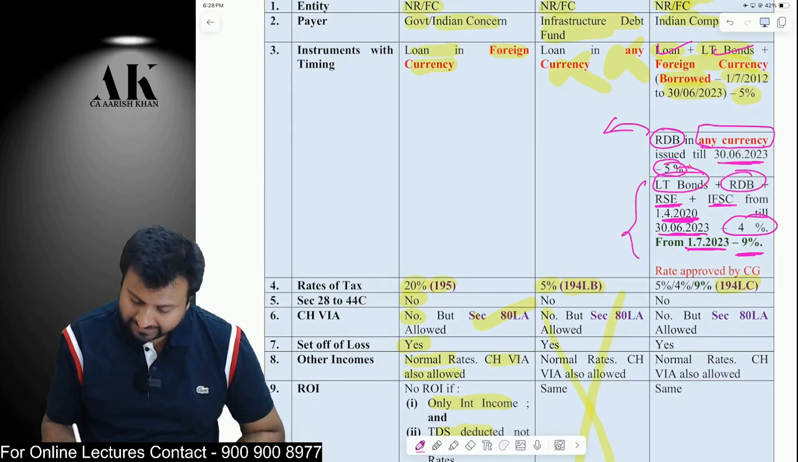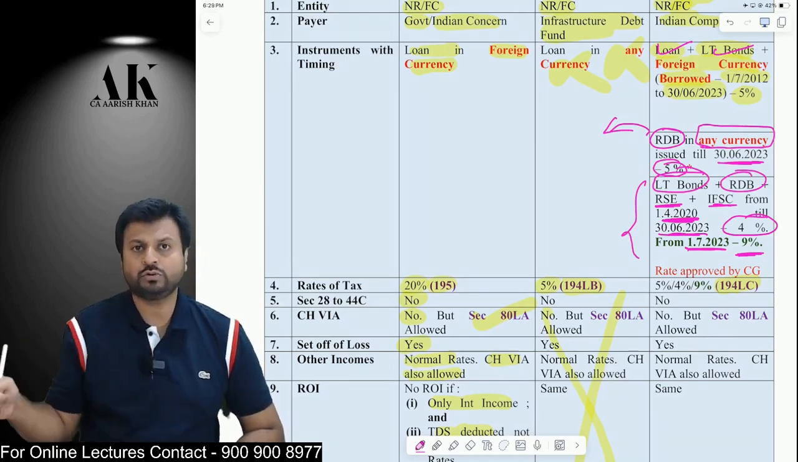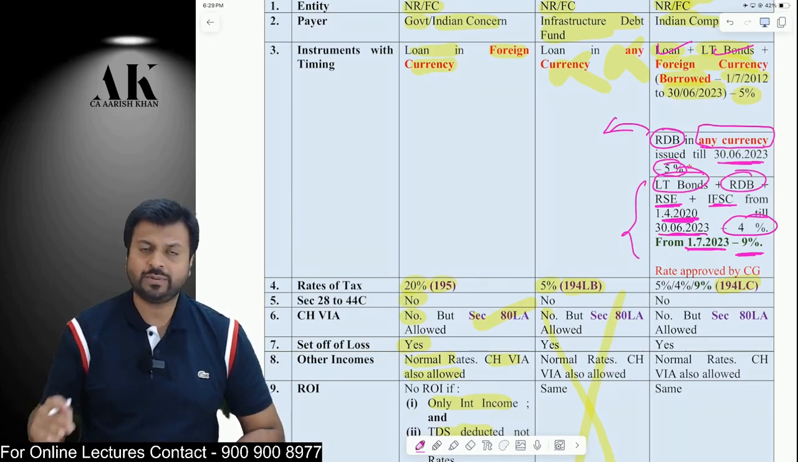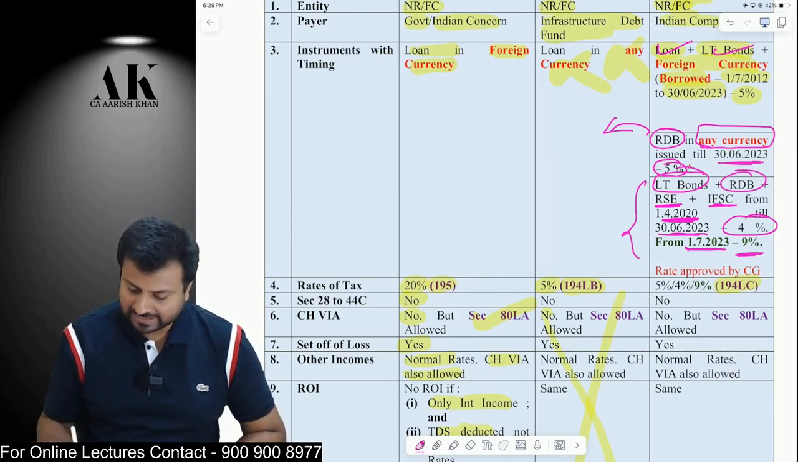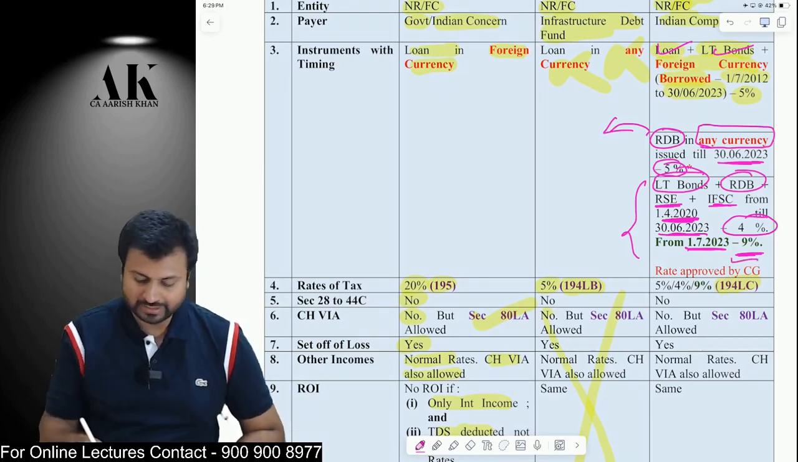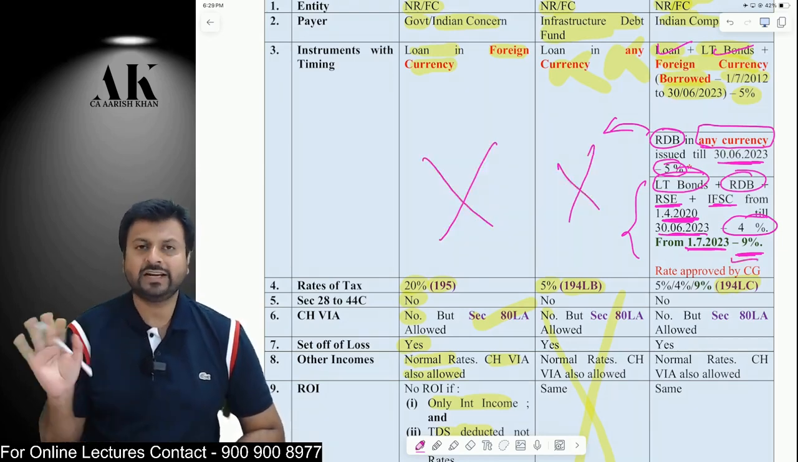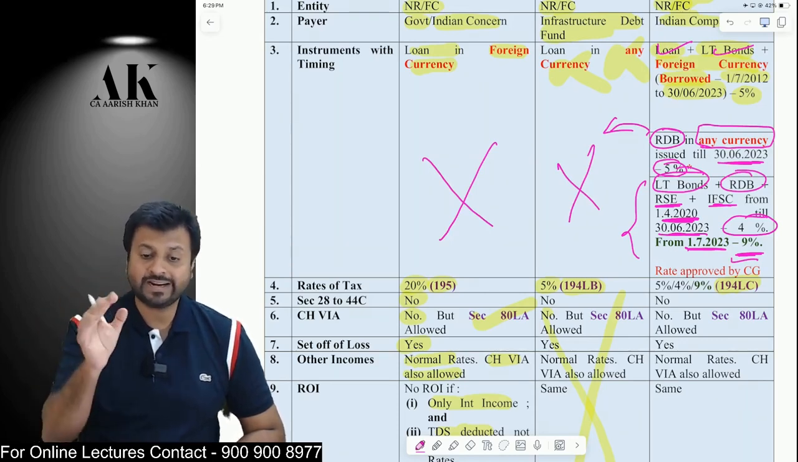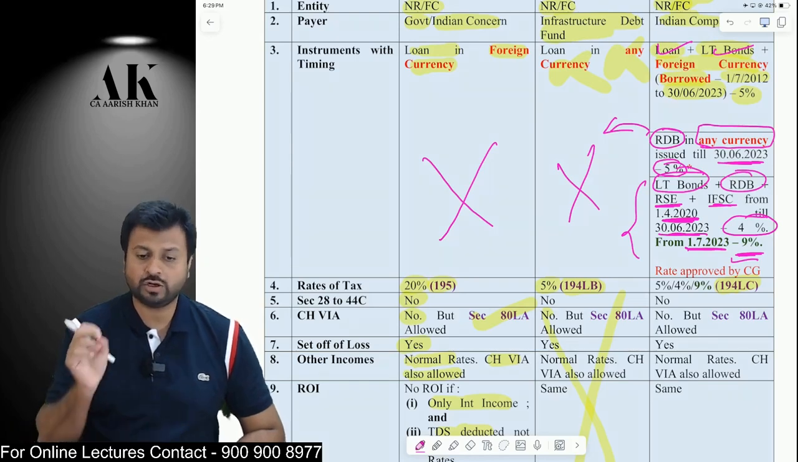So this IFSC point: between 2020 to 30th June 2023, it is 4%, and after 30th June 2023, it will become 9%. Plus, the rate has to be approved by the central government. In the first two sections, the interest rate will not be decided by the government of India. But in the third section, the interest rate will also be decided by the government of India. You have to be very careful with that.